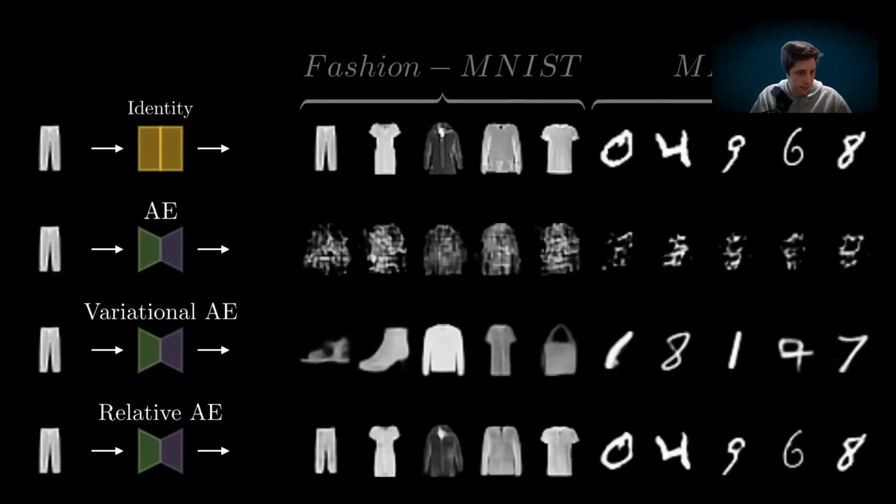Instead, this is what happens. On the first row here, you have the identity, so the source image. On the second row, you have a normal autoencoder. And as you can see, that's broken indeed. It just produces almost noise. On the third row, you have VAE, a variational autoencoder.